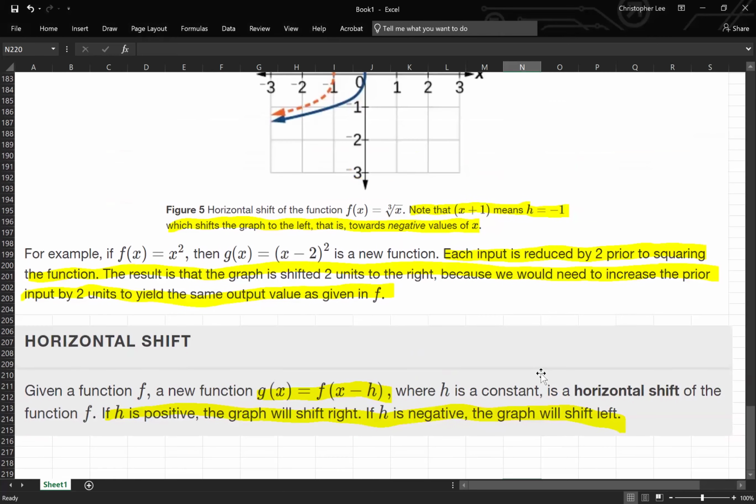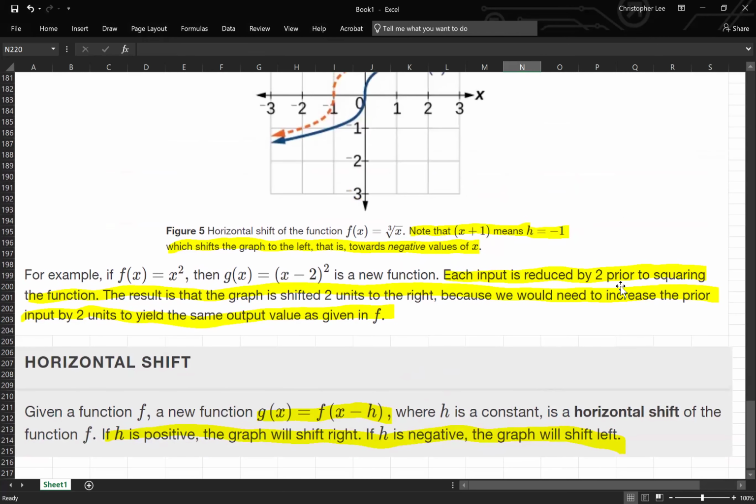All right, horizontal shift. So given a function f, a new function g of x is equal to f of x minus h. That's our key formula right there. G of x is equal to f of x minus h, where h is a constant. It's a horizontal shift of the function f. So if h is positive, we're going to shift to the right. And if h is negative, we're going to shift to the left. But our general function is f of x minus h. That's the key you've got to remember there.